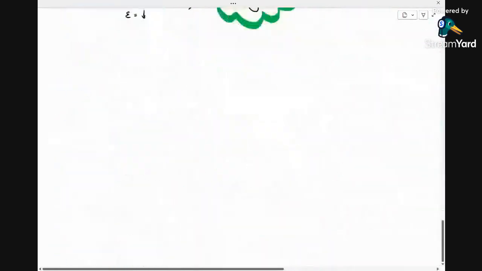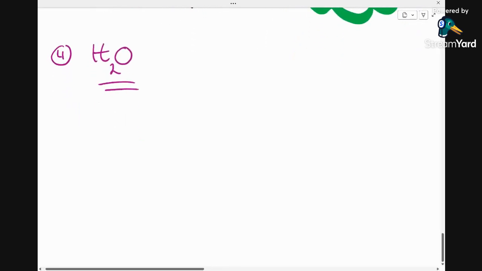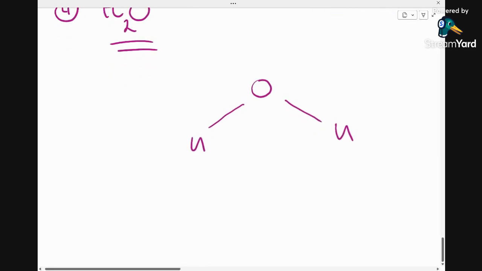The next thing is to look at the structure of a water molecule. So this is objective number 4. We're getting there now. Everything's going to come together. So we're going to look at the structure of water. Hopefully you know that the formula for water is H2O, and therefore it looks like this. One oxygen and 2 hydrogens connected by covalent bonds.